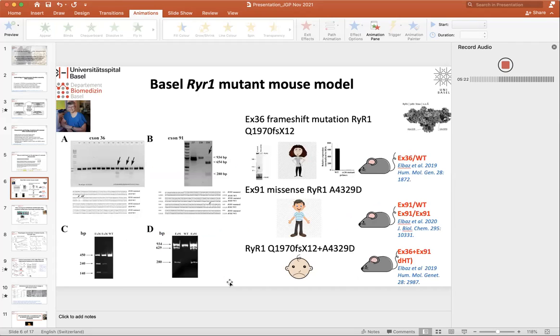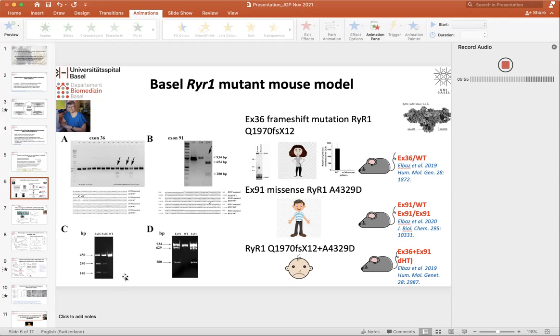So this is, let's call it, the Basel mouse model. It was made by Pavel Pelczar, who is the head of a transgenic mouse facility in Basel. On the left of the slide, you can see the genomic DNA of the mouse constructs and the injected mice that were made using the CRISPR-Cas9 technique. Several exon 36 mutant mice were made, and they were germline specific.